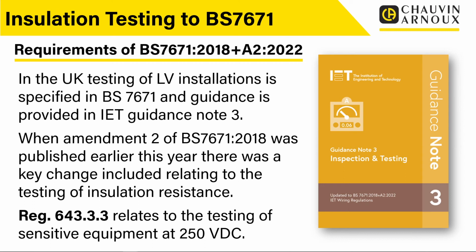In the UK, testing of low voltage installations is specified within BS 7671, and guidance is provided within IET Guidance Note 3, and you can see a picture there of IET Guidance Note 3. That's really where we get all of our information from when we're looking at how to test this type of electrical installation. Now, when Amendment 2 of BS 7671 2018 was published earlier this year, there was a key change included relating to the testing of insulation resistance.